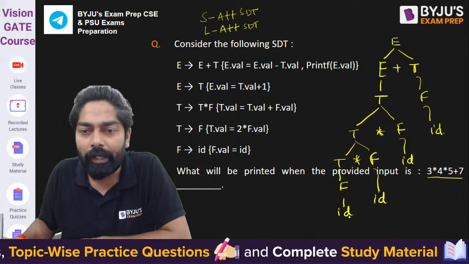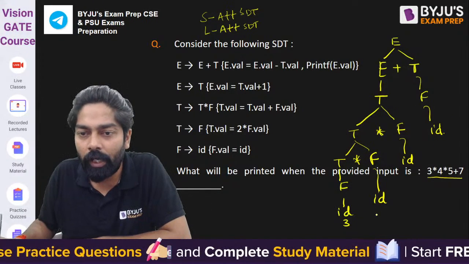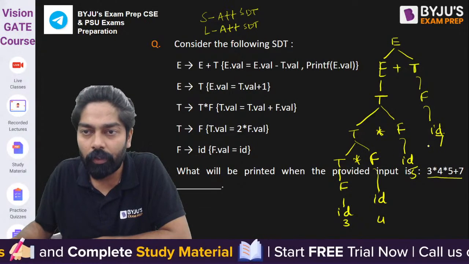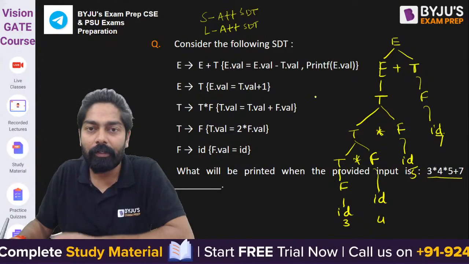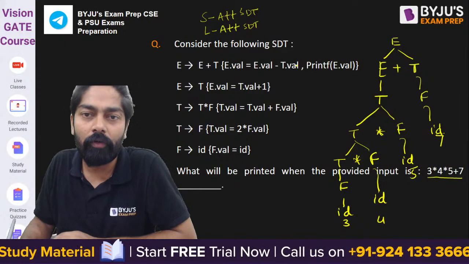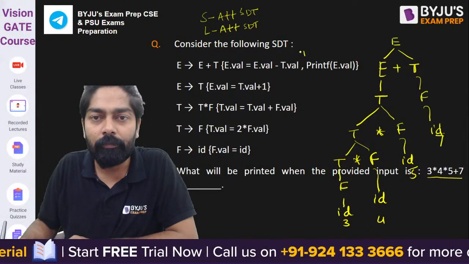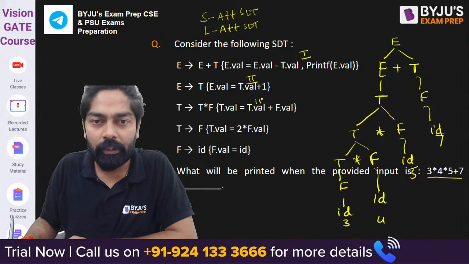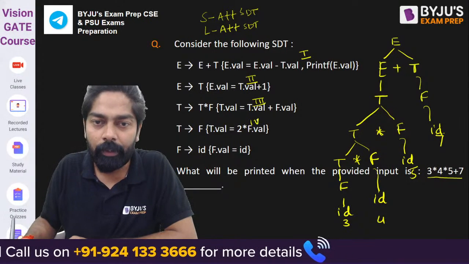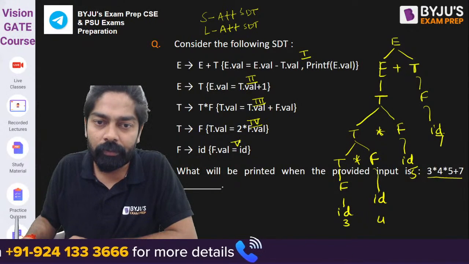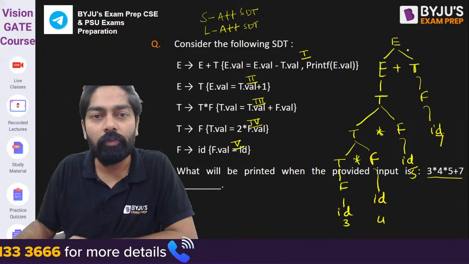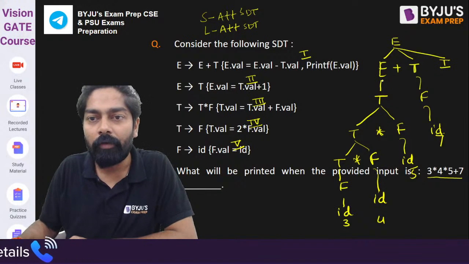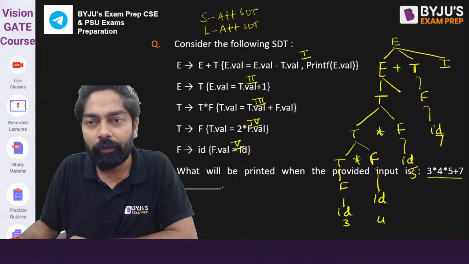So see clearly, can you get 3 here? 3 star 4 star 5 and plus 7. Yes, you got it. Now write down the semantic rules here: this is the first semantic rule, second, third, fourth, and fifth. Now E goes to E plus T, I am writing here, this is the first one. Now E goes to T, it is the second one.